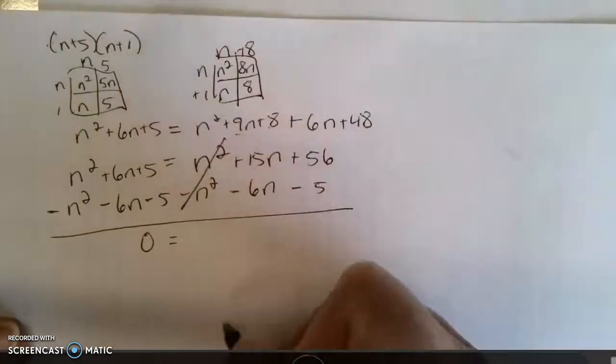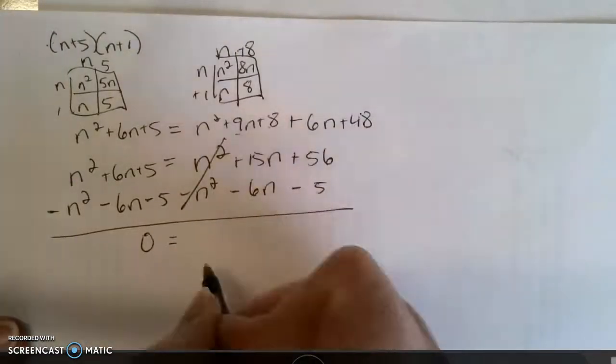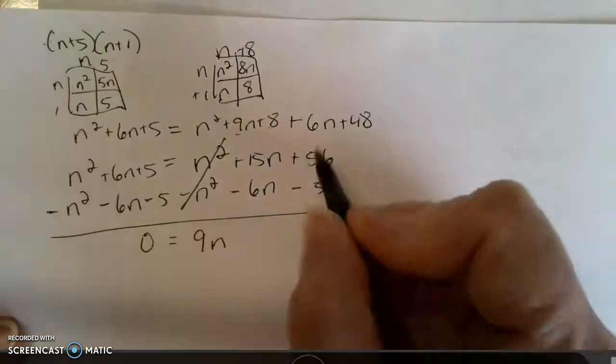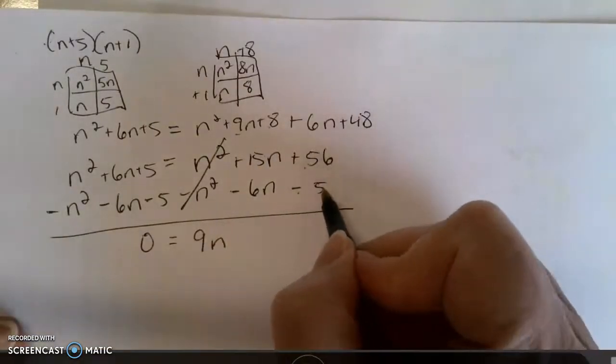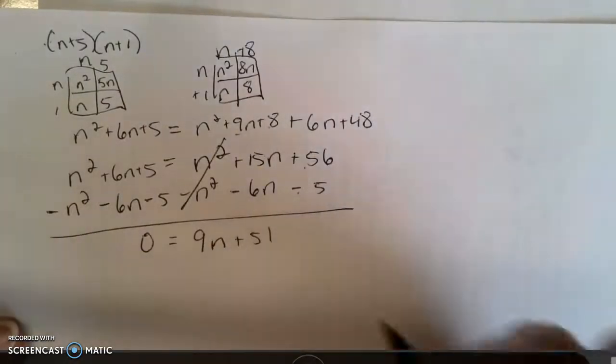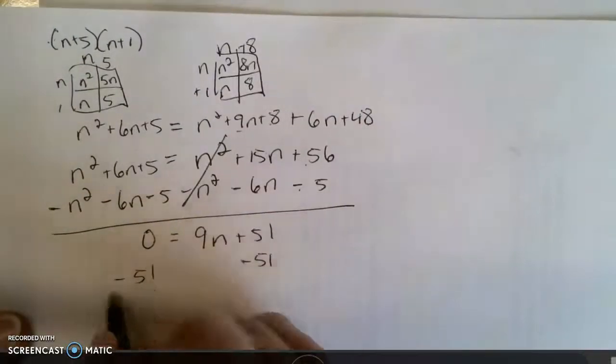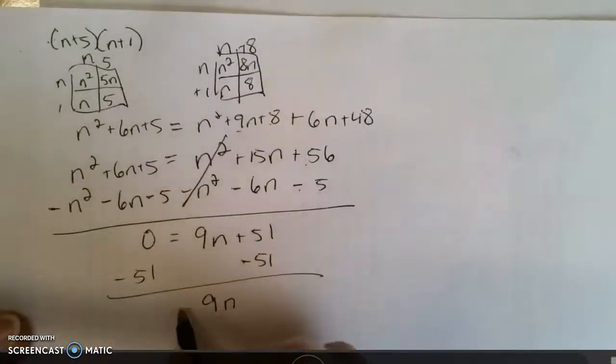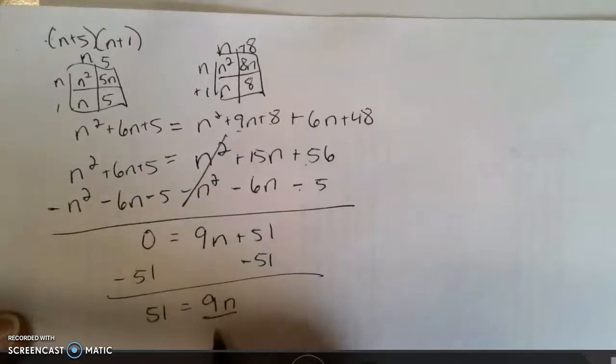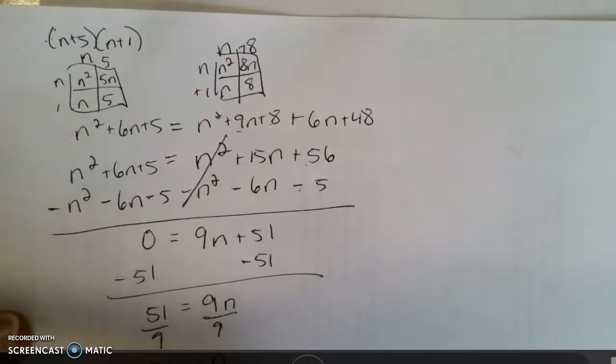That adds to 0. 15 minus 6 is 9. 56 minus 5 is 51. So I'm going to solve for n. I can actually divide these by 3.